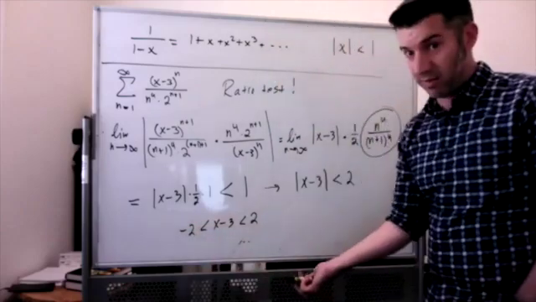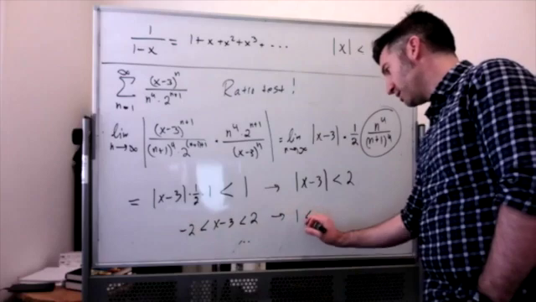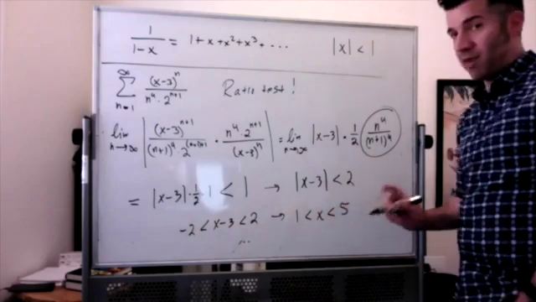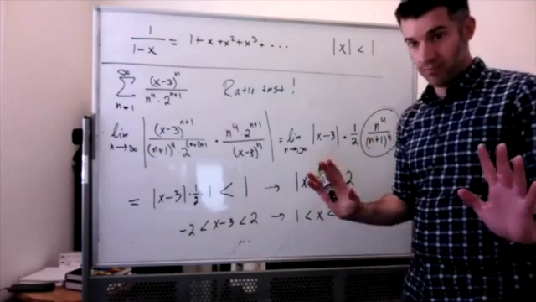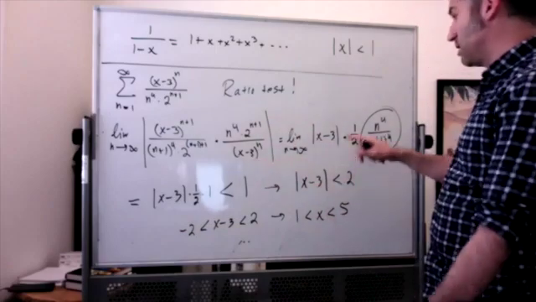And I'm going to add 3 to all sides and get that 1 is less than x is less than 5. I'm not quite done. So here's what I know. I know that x is between 1 and 5. This limit is less than 1.